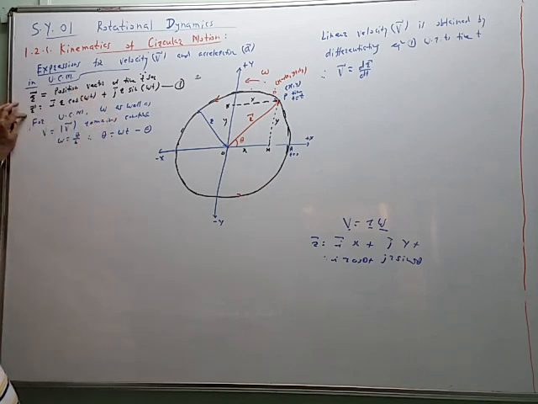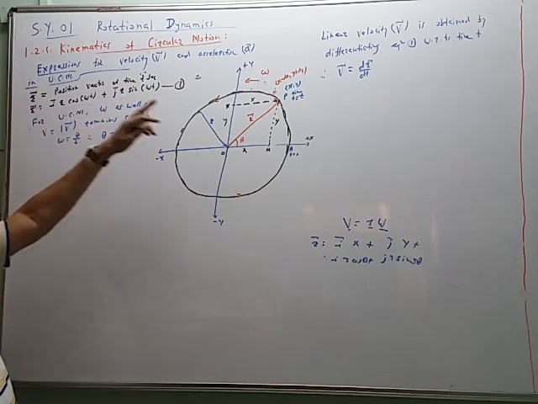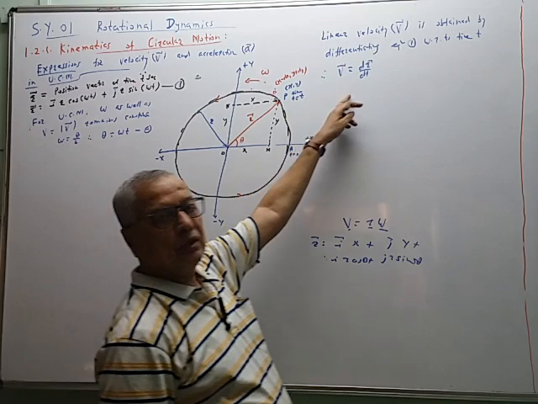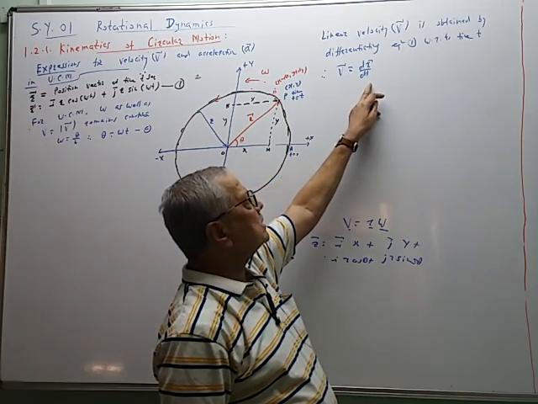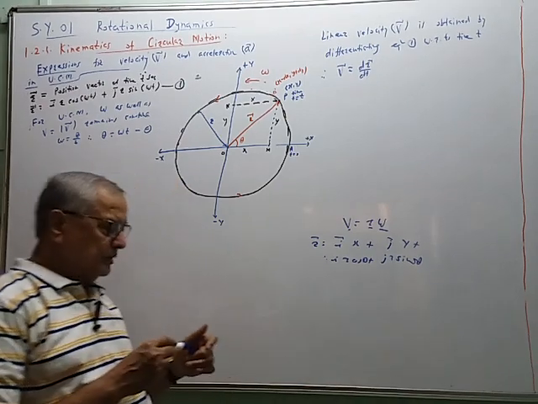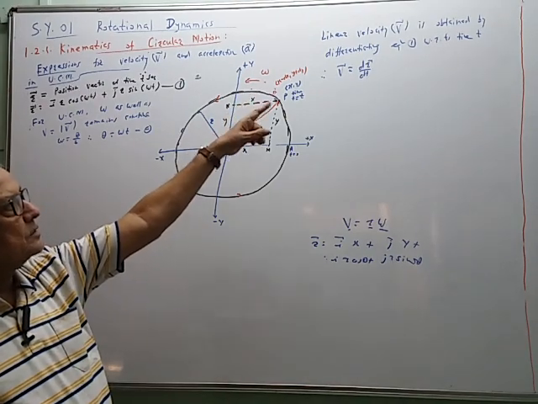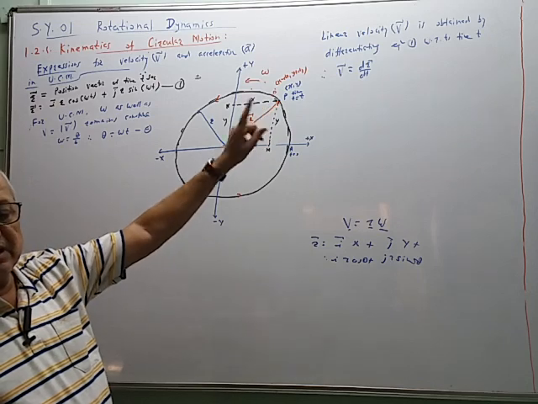Now by knowing r, the position vector at time t equal to t seconds, we can find v by this relation. By differentiating r with respect to time t, we can find the linear velocity v. So linear velocity v is obtained by differentiating equation 1 with respect to time t, dr by dt.